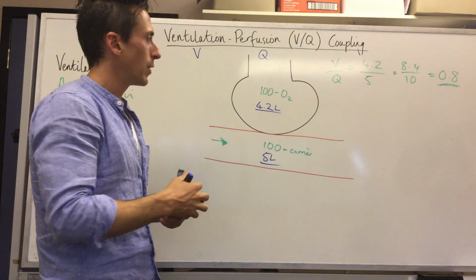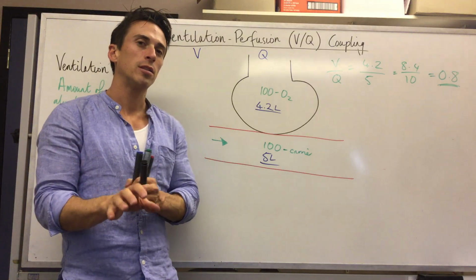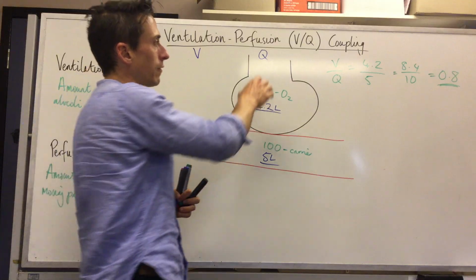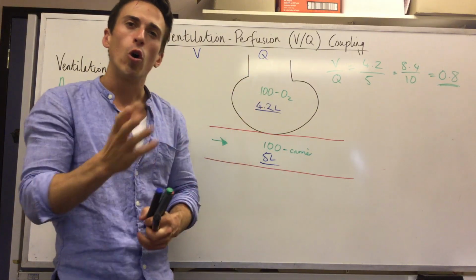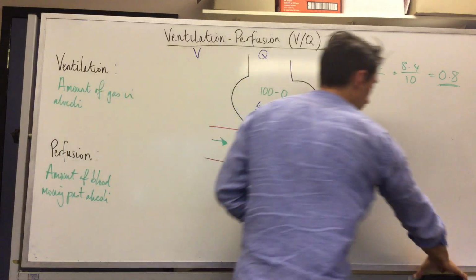So let's talk about what happens when things go wrong. So let's just say there's some anatomical or functional issue in which ventilation drops, or let's just say what happens if perfusion were to drop. So let's have a look.